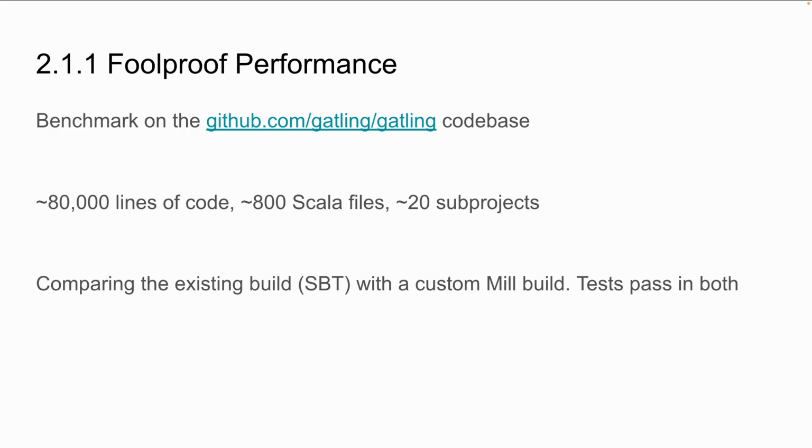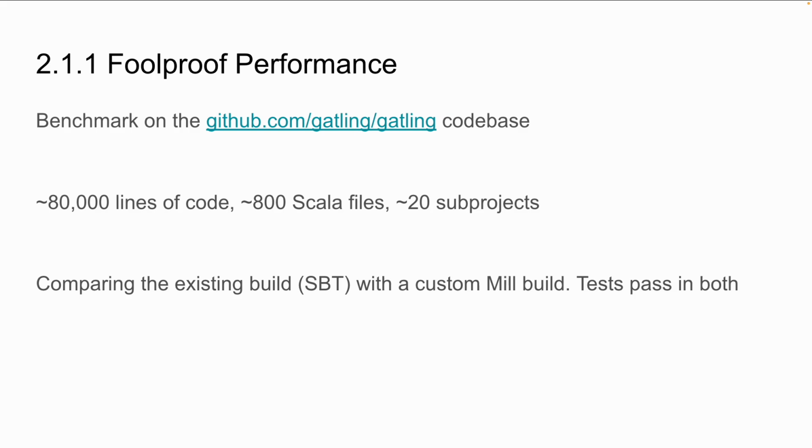So one of the things we did with Mill is we ran comparative benchmarks against the other popular JVM build tools. We have comparative benchmarks against SBT, against Maven, against Gradle. And for this presentation, I'm going to mostly talk about SBT, since that's what we use in the Scala community. So I took the Gatling codebase. Gatling's a popular open source load testing framework. They now have a startup around it, I believe.